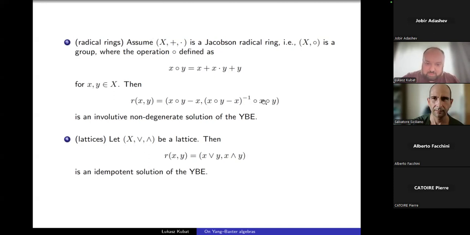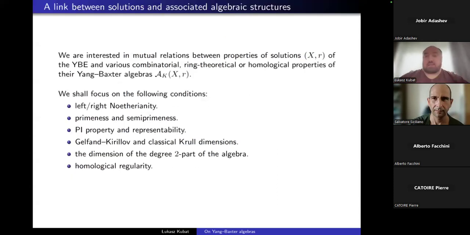Okay. So here are 4 examples of solutions. As you see, solutions can be associated to various algebraic structures. And what type of questions may we ask? Of course, having a solution and the corresponding algebra, we can ask about many ring theoretical or homological properties, but in this talk, I will try to focus on the following.